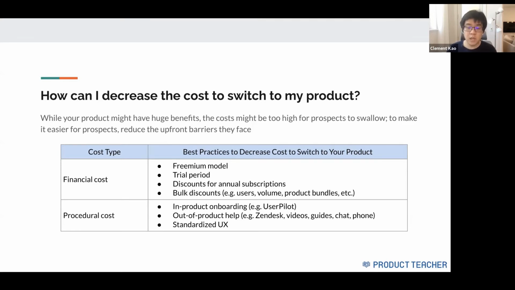So we need to help make it easier for prospects by removing as much of those barriers as we can upfront. So let's first talk about financial costs. How might we make it easier for prospects to consider us in terms of switching over? Well, one of the things that we can do is we can actually create a freemium model.